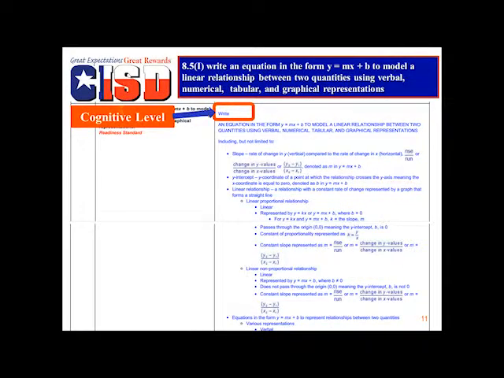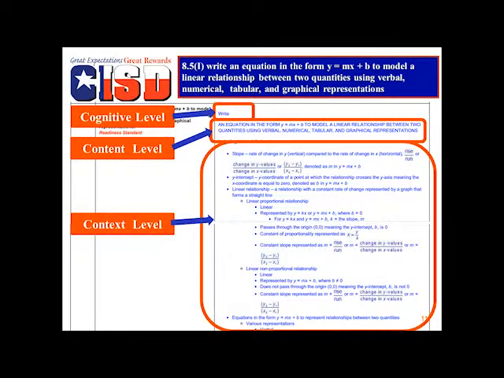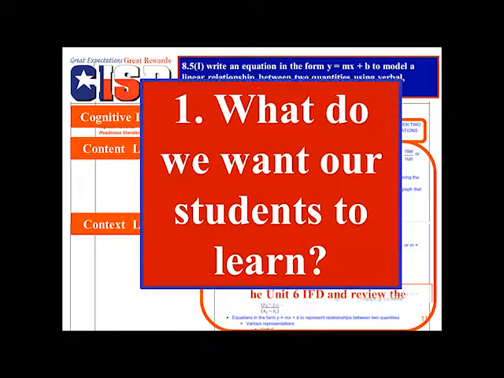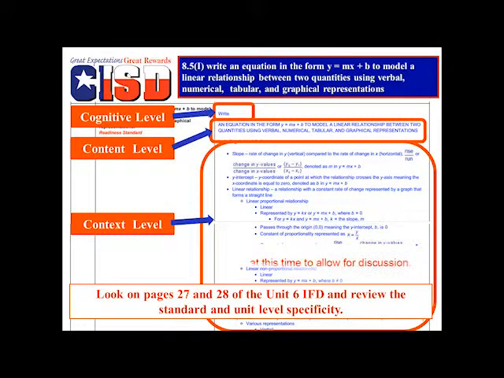These are the verbs that identify what the students will be able to do. The content level, which is the overall concept that the students will learn, and in what context it will be taught. This practice aligns with leading question 1, what do we want our students to learn? Please take a moment to pause the video to look on pages 27 and 28 of the Unit 6 IFD and review the standard and unit level specificity.